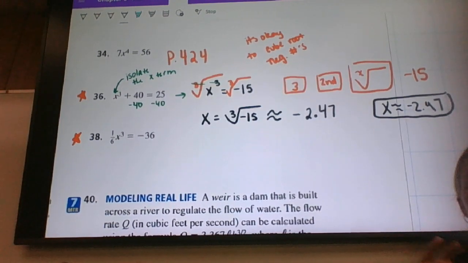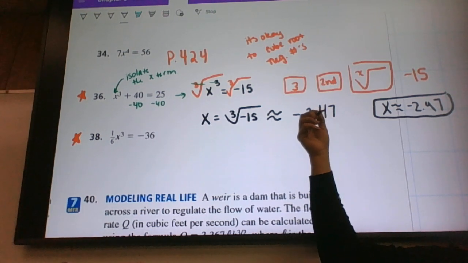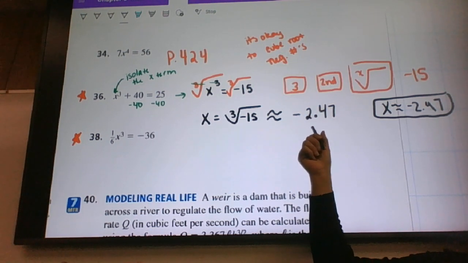Hey, yesterday when I had a lot of time in periods 5th and 6th, I walked around and made sure everybody knew how to do this in a calculator. I'm not going to do that here. Please let me know if you don't know how to use a calculator. I can show you.